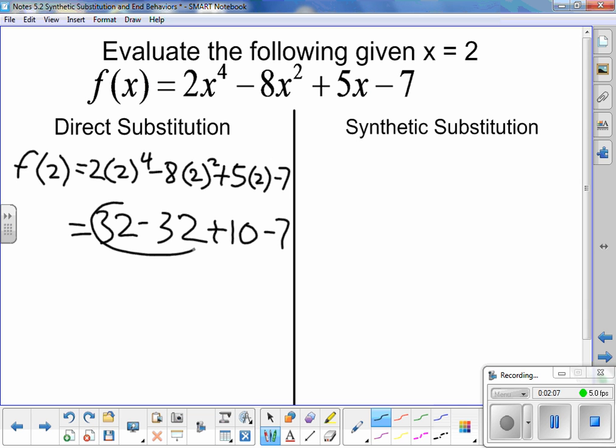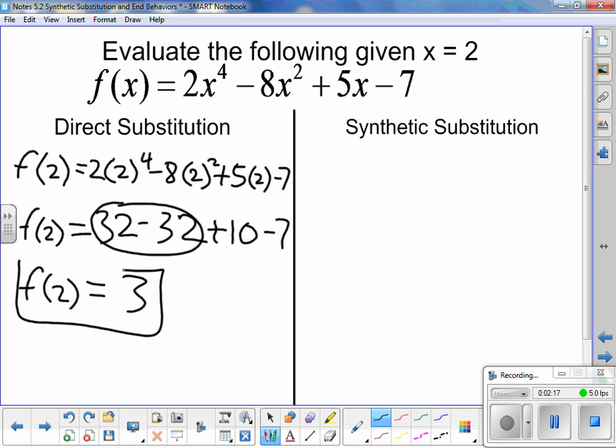32 minus 32 is gone because that's a 0. 10 minus 7 is 3. So your function, when you plug in a 2, is 3. All right. Input was 2, output was 3. Synthetic substitution is just a different way of doing this stuff over here. So let me go and show you the setup.